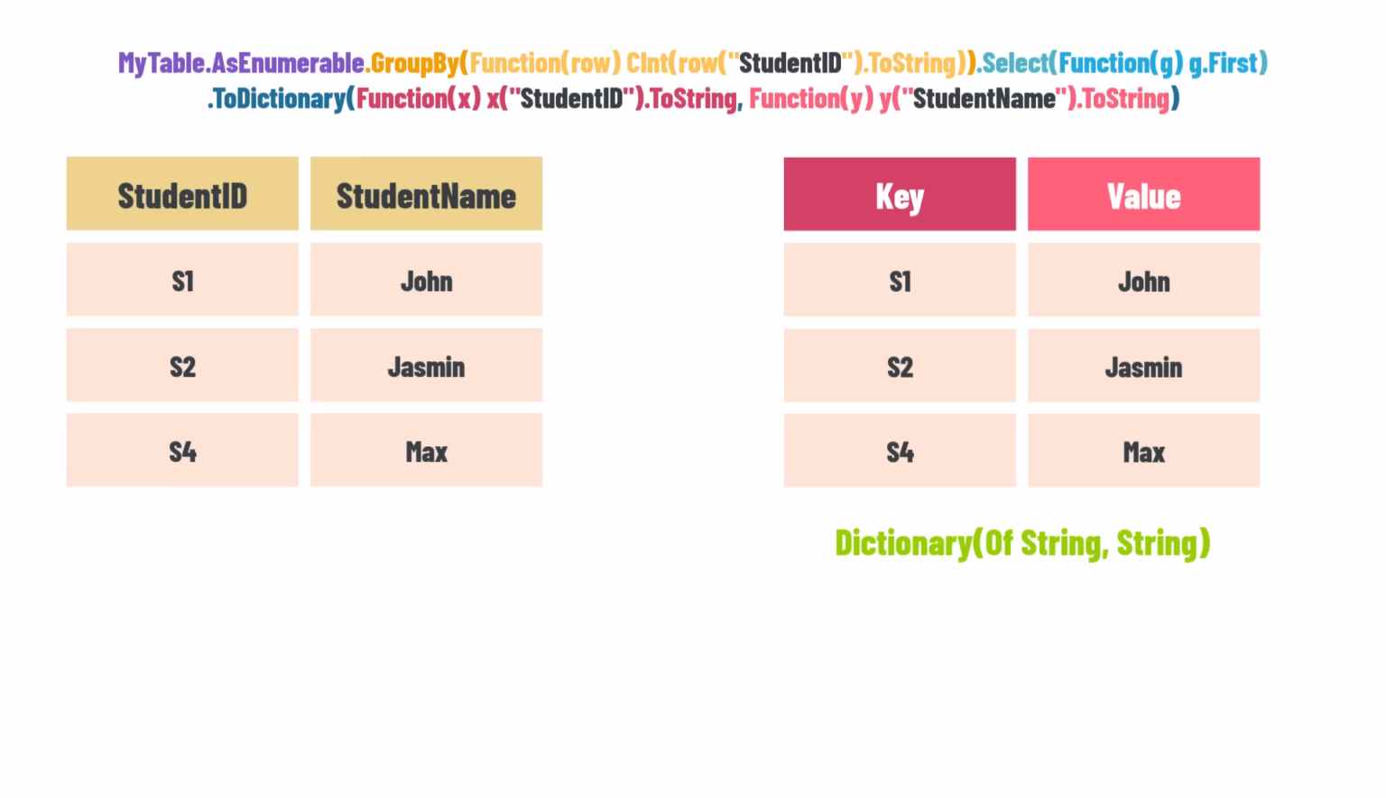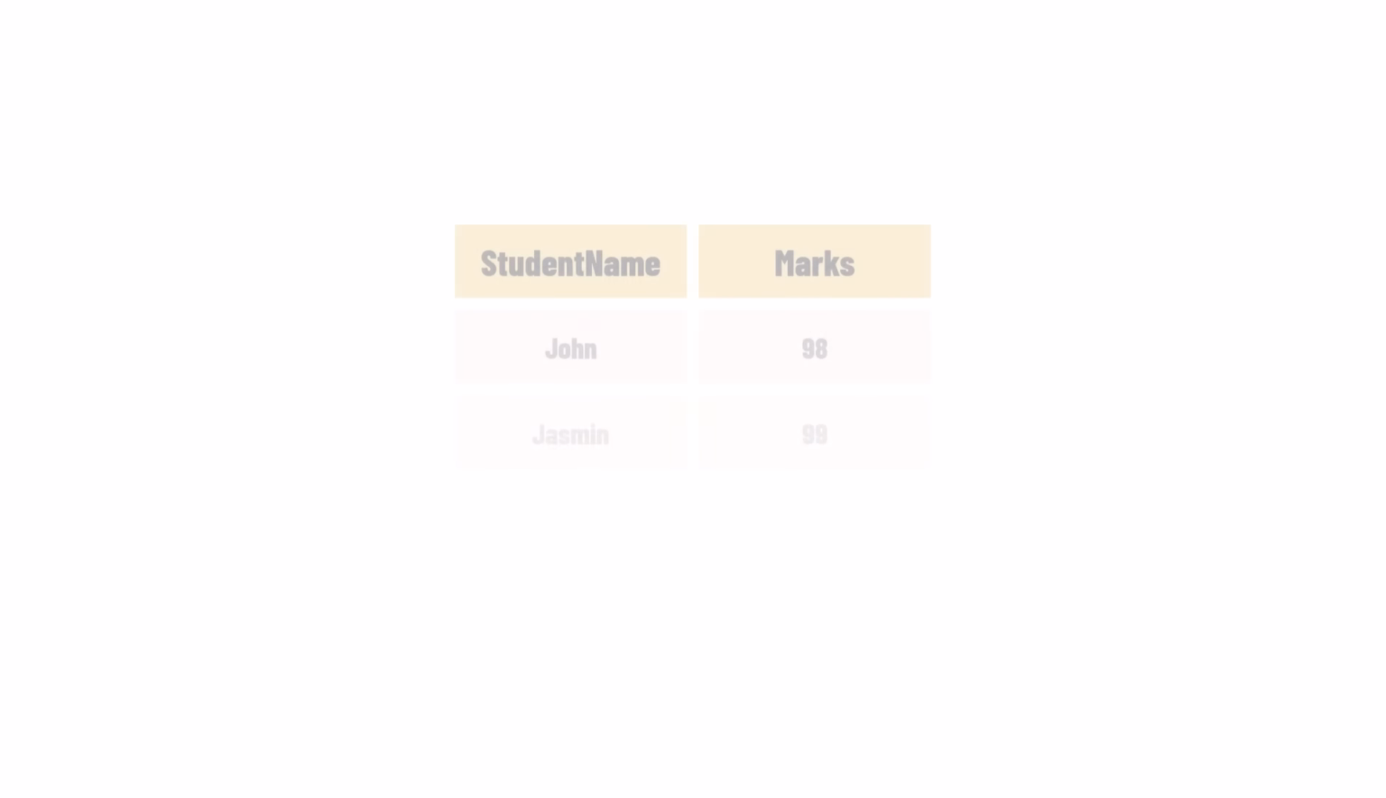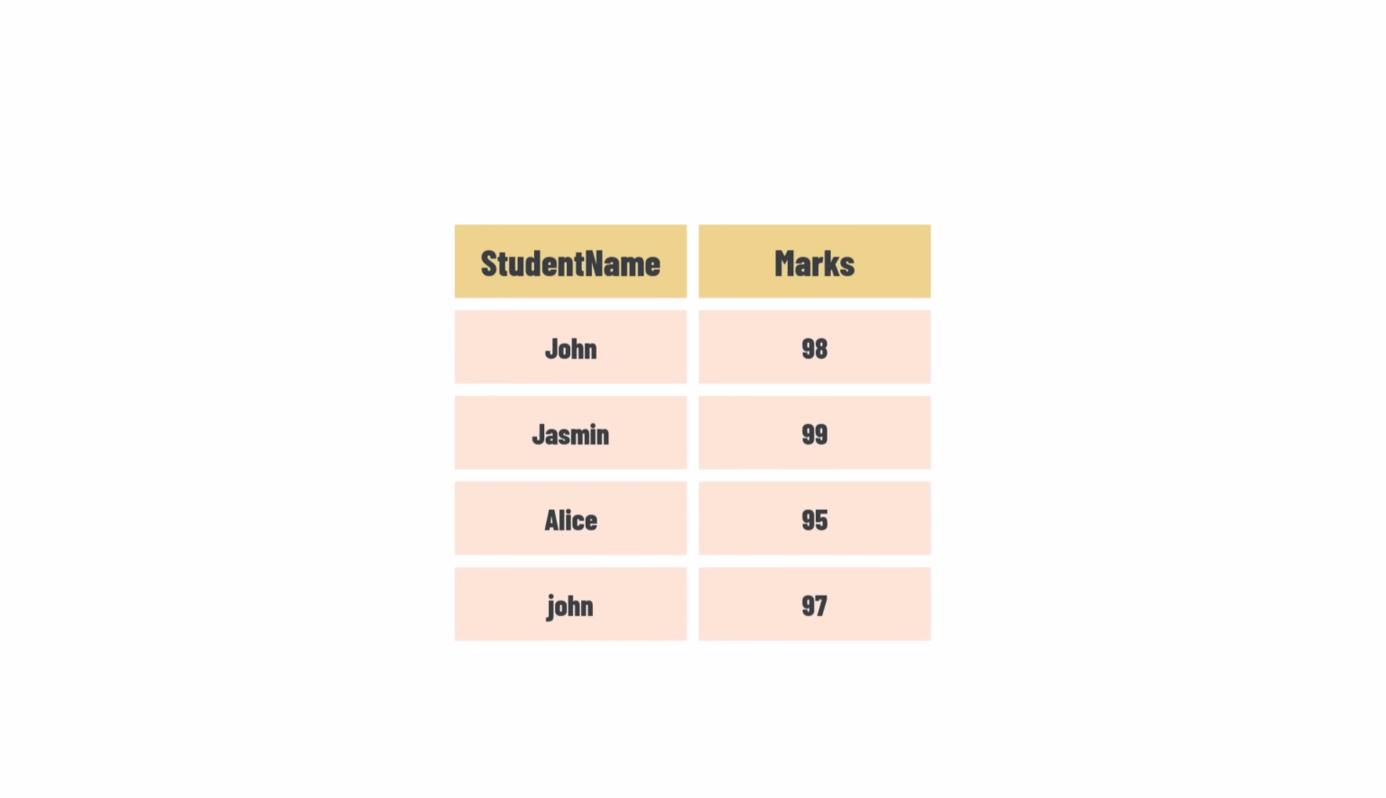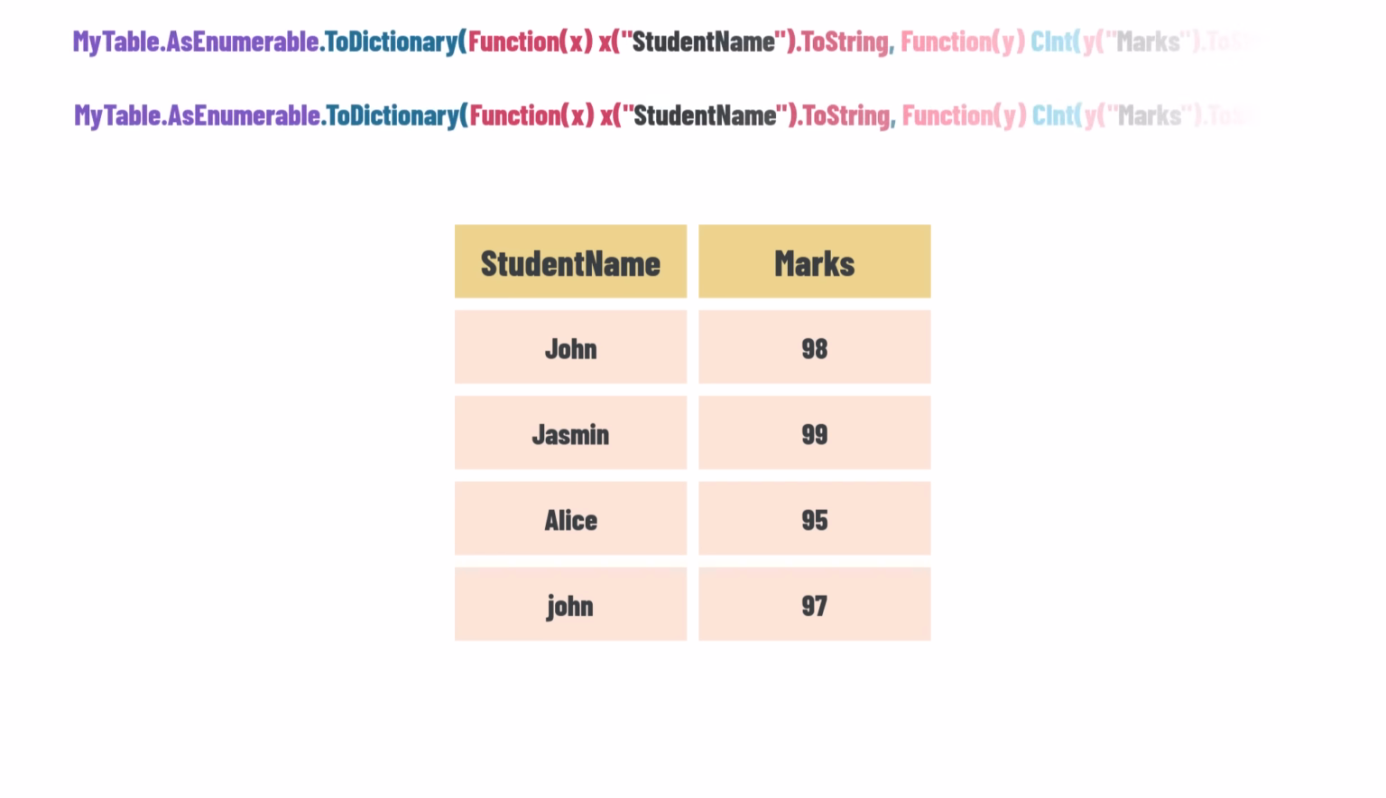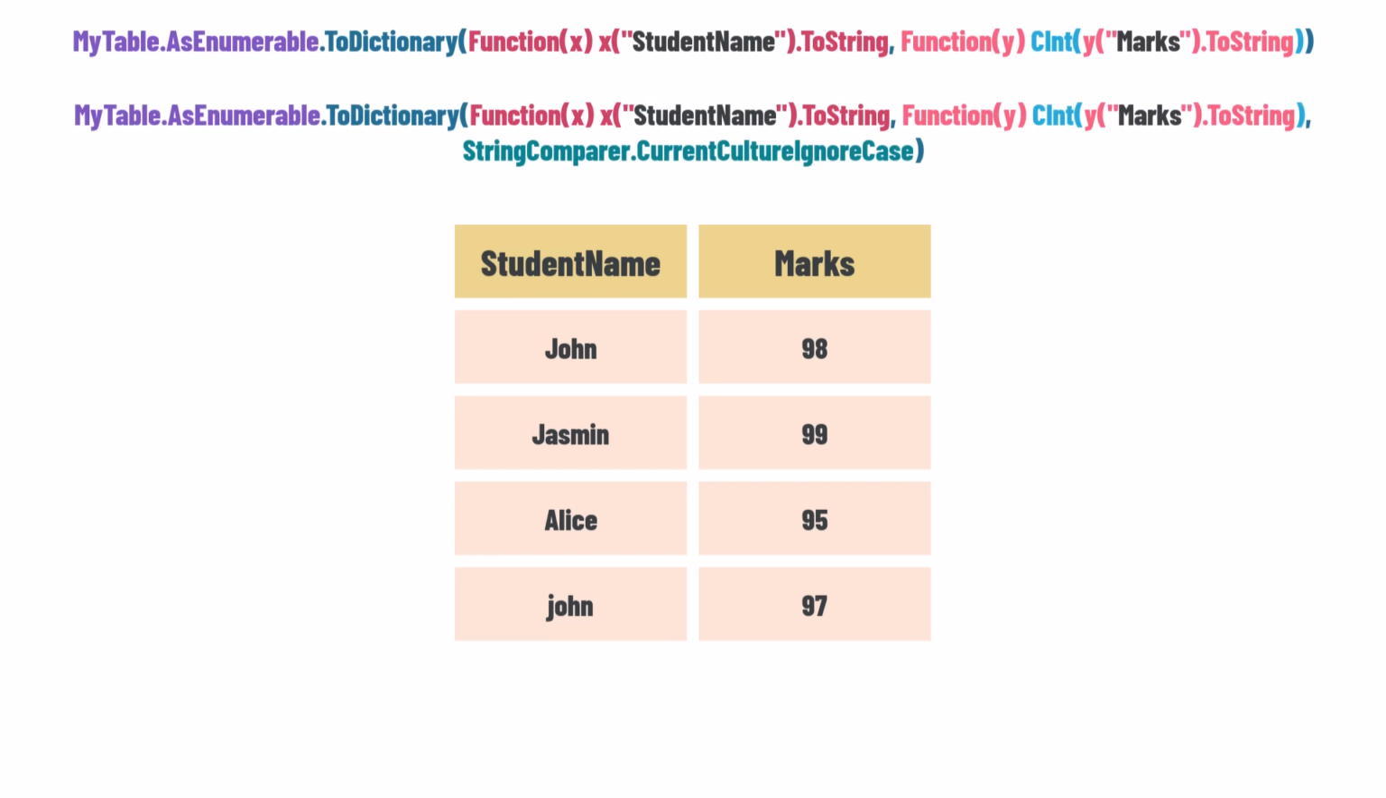Let's now move on to the second overload. Suppose I have the following table, which contains two columns, the student name and the marks in English. I want to convert this table to a dictionary, where the key is the student name, and the value is the marks. I have these two queries. The first one is using the first overload of ToDictionary, and the second query is using the second overload. Let's see what happens in each query.